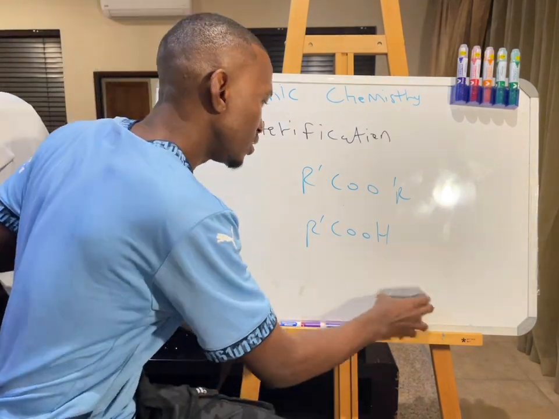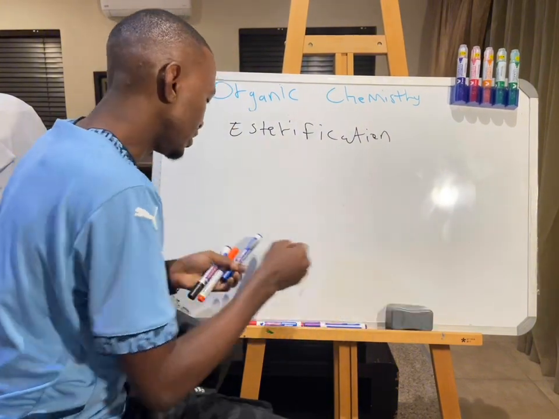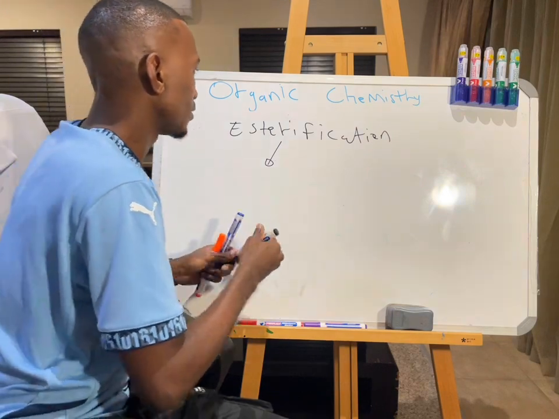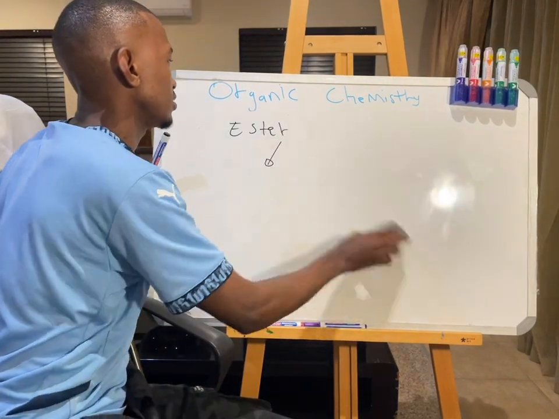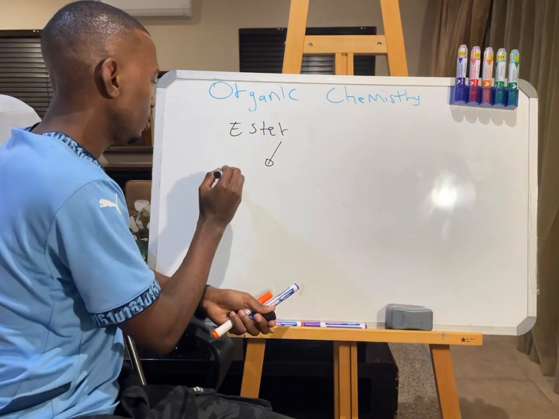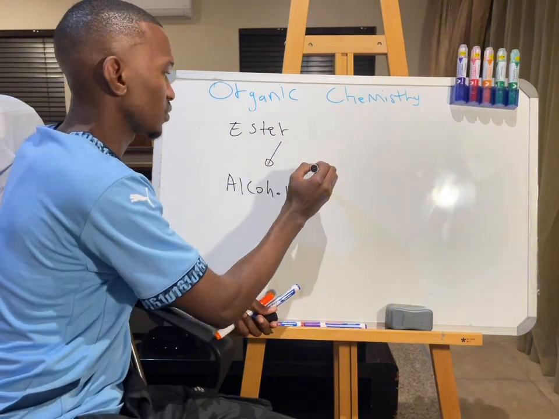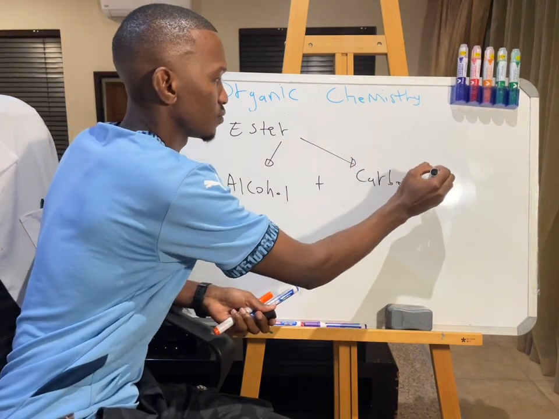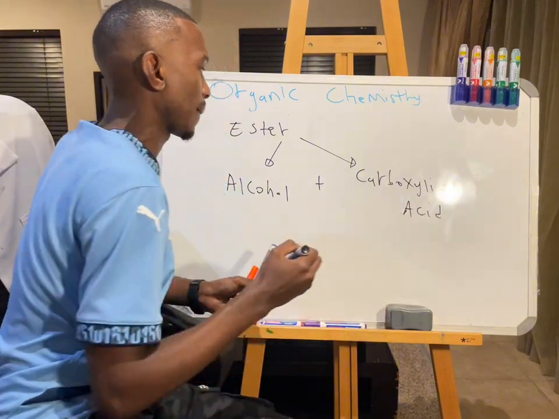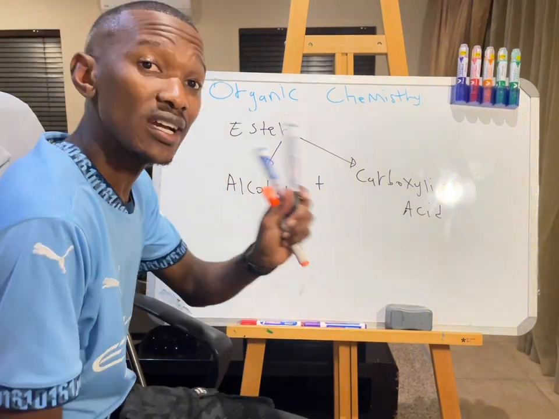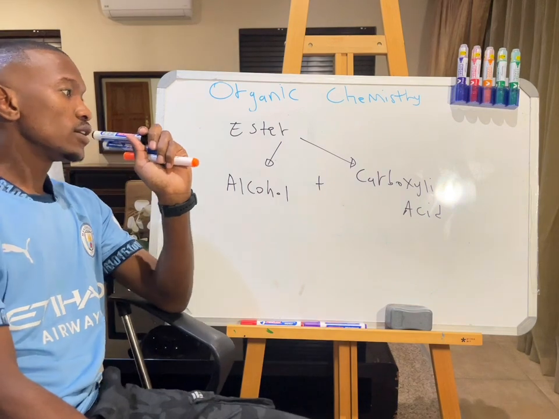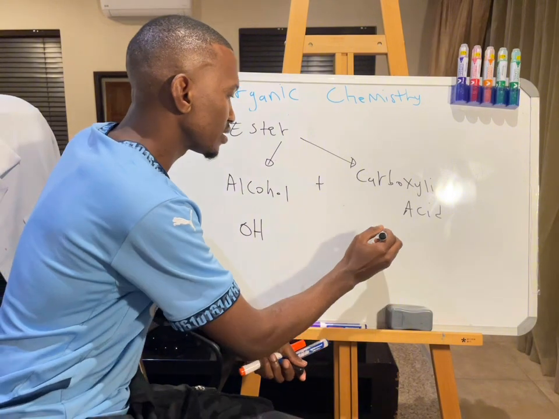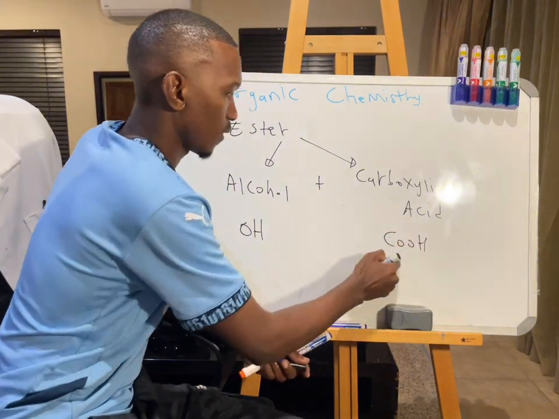Let me show you something about this guy called carboxylic acid. Before the ester, esterification or an ester, let's talk about this guy. Ester comes from alcohol plus carboxylic acid. Okay, ester comes from alcohol plus carboxylic acid. So this guy is always having OH. This guy is having COOH.